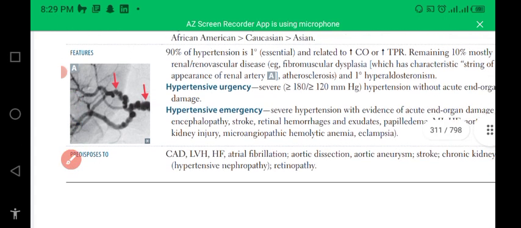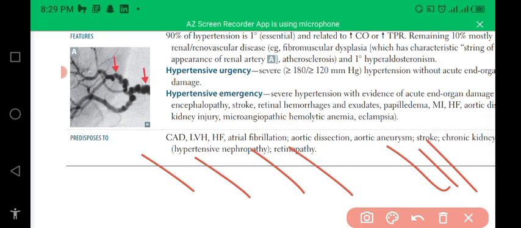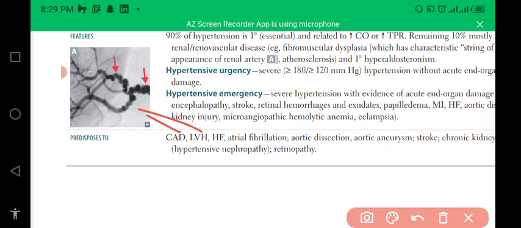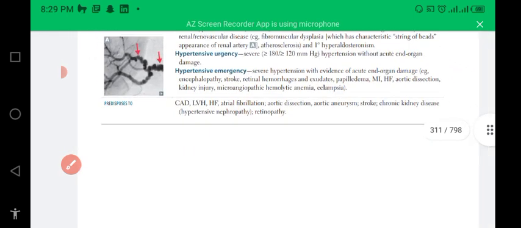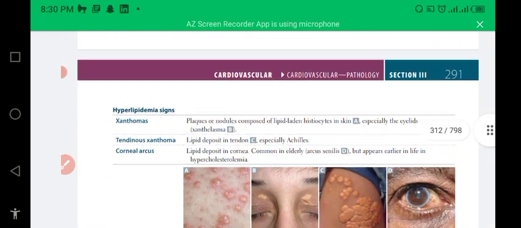And predisposing factors are CAD, left ventricular heart disease, heart failure, atrial fibrillation, aortic dissection, aneurysm, stroke, kidney disorders, and retinopathy involved in hypertension. So, in this way, a hypertension patient presents.